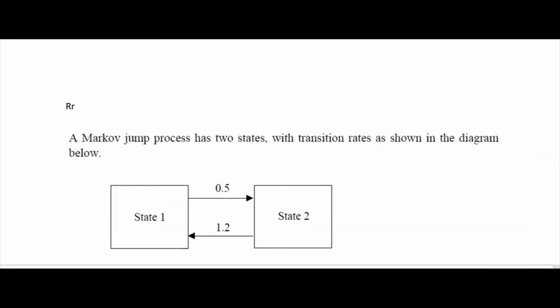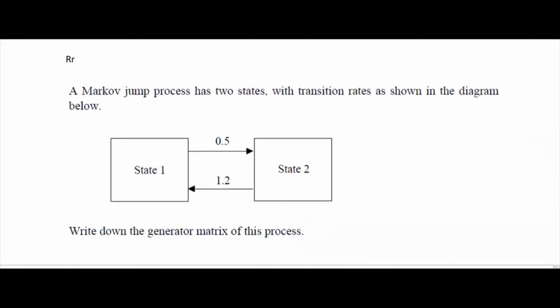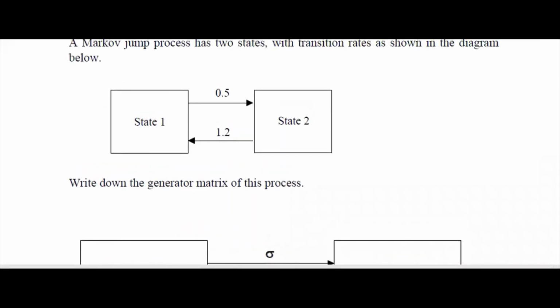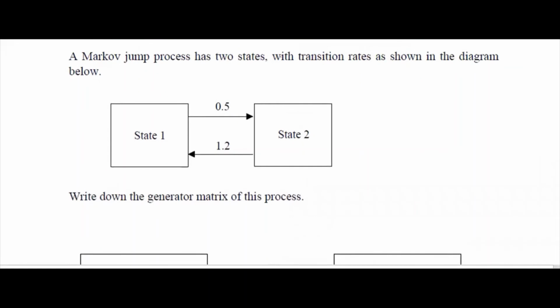If you consider this example here, a Markov jump process has two states with transition rates as shown in the diagram. Write down the generator matrix of the process. Unlike the earlier diagrams, you will never see a self-looping here, because that is not required.